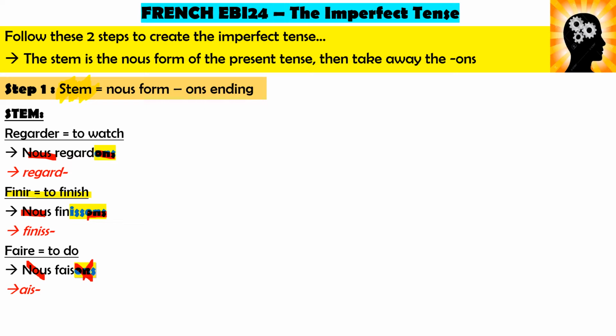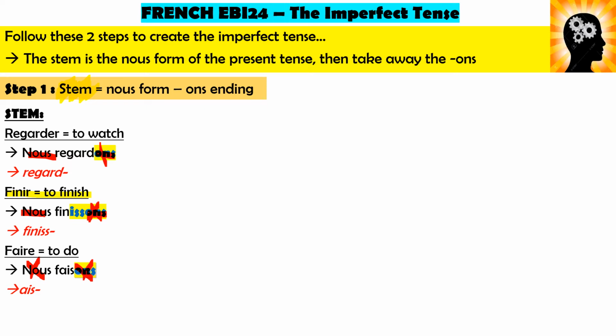So here, our stem is regard, because we've got rid of the ONS and we've got rid of the nous. Here, our stem is finiss, because we've got rid of the nous and we've got rid of the ONS. For faire, you need to take it to nous faisons, you get rid of the ONS and we've got fais. These are our stems. That's the tricky bit.